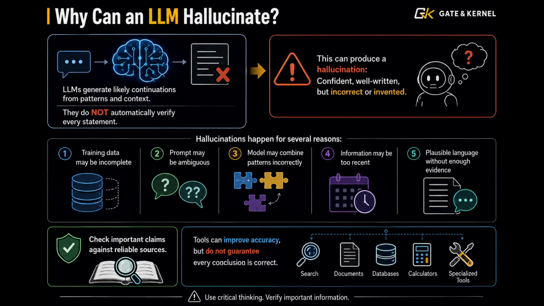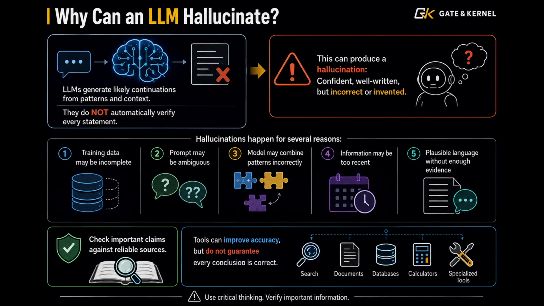Hallucinations can happen for several reasons. The training data may be incomplete. The prompt may be ambiguous. The model may combine related patterns incorrectly. The required information may be too recent. The available context may not contain enough evidence. Or the model may generate plausible language without sufficient support.